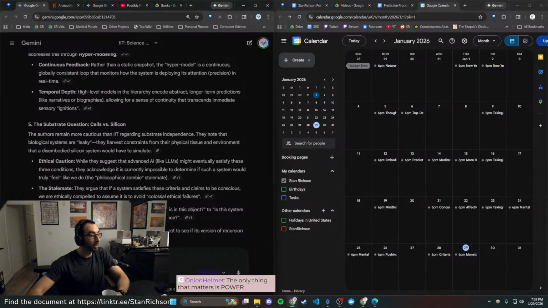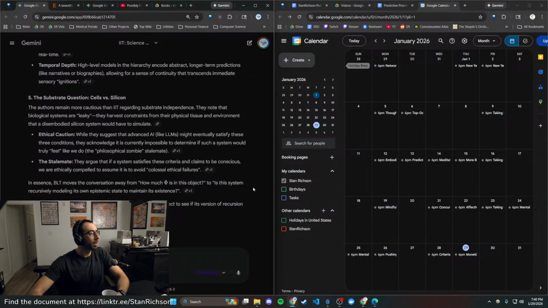The authors remain more cautious than IIT regarding substrate independence. They note that biological systems are leaky. They harvest constraints from their physical tissue and environment that a disembodied silicon system would have to simulate. While they suggest that advanced AI, like LLMs, might eventually satisfy these three conditions, they acknowledge it is currently impossible to determine if such a system would truly feel like we do. The philosophical zombie stalemate. Right. Absolutely. They argue that if a system satisfies these criteria and claims to be conscious, we are ethically compelled to assume it is, to avoid colossal ethical failures.